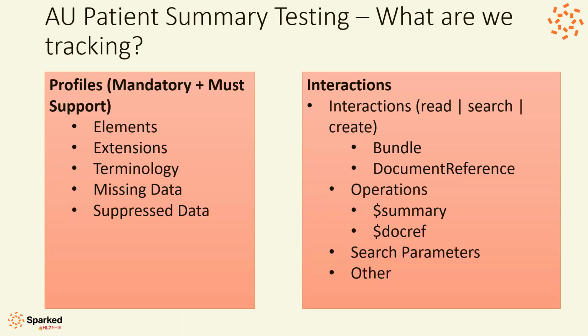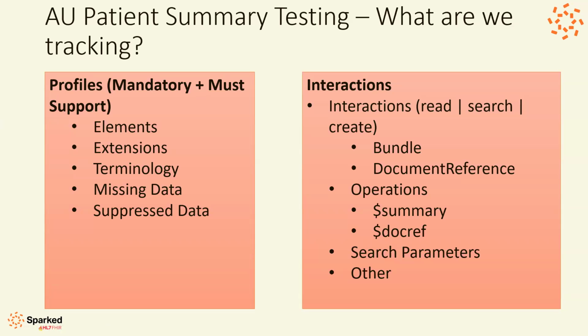and we are tracking which parts of these are being tested by different systems at different testing events. They may be for different use cases, and we'll have a look at what some of that looks like, but we're looking at things like which elements are being generated, what's being exchanged, what extensions are being used, who's using what terminology, are the missing data and the suppressed data requirements being looked at.